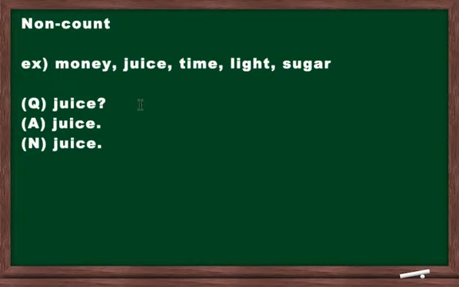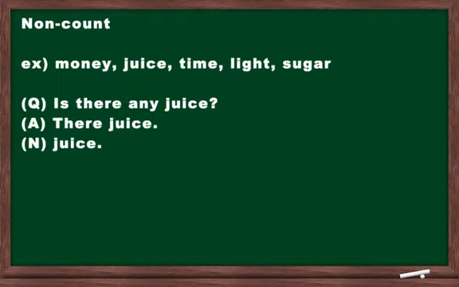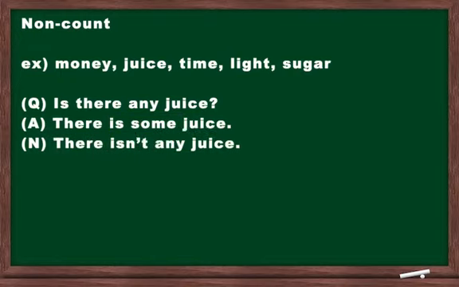So for a question, we have to go back to is there. But now is there any? So non-count, we use is there and we use any. Is there any juice? Now affirmative, you would say, there is some juice. So you use some for affirmative. And negative, you would say there isn't any juice. So we use there is for non-count.